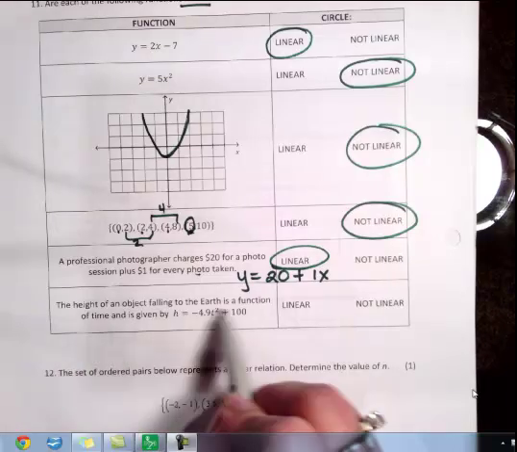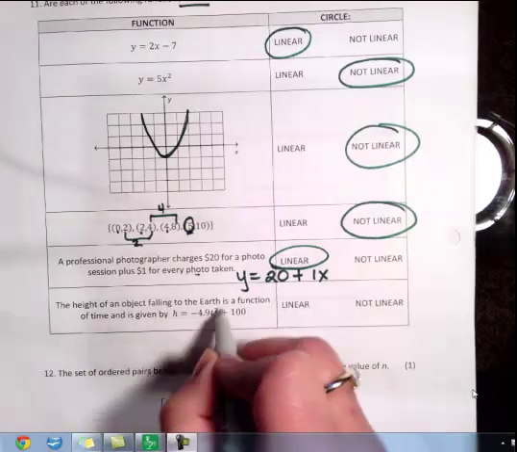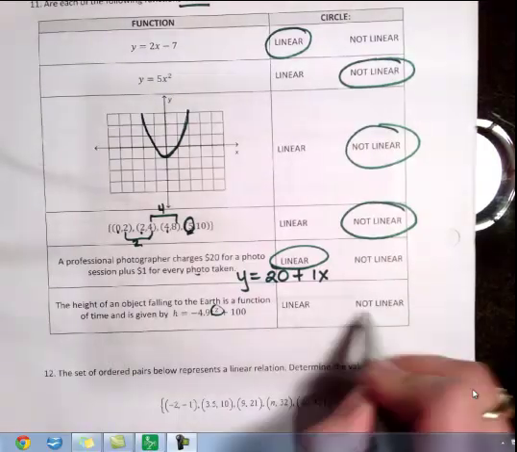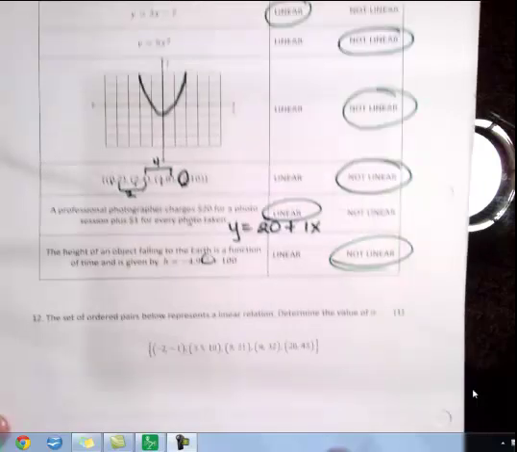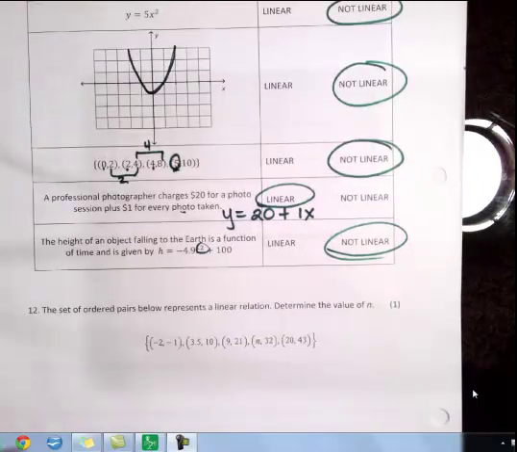The height of an object falling to Earth, well, if you notice right here, you've got a t squared. That is not linear.